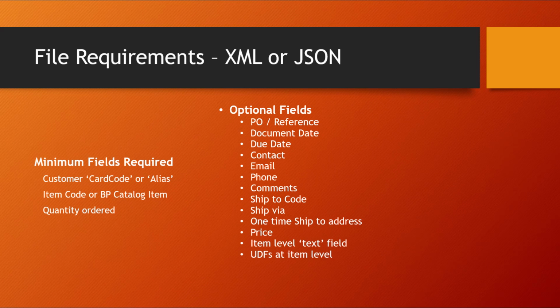When we get a JSON file, the first thing we need to do is figure out what fields we can import, either XML or JSON. The minimum fields we require are the card code or an alias for the card code, the item code or the BP catalog number, and quantity required. If you don't have these, you don't have a sales order. The optional fields, there's a whole list of them here, and we could add to this list. It will include user defined fields. Some of the fields are ignored, like price. The SAP customer item combination pricing will override any price that's imported. So those are the fields.